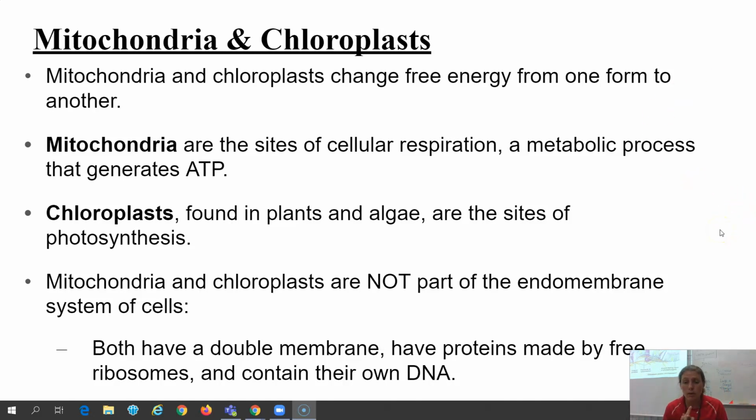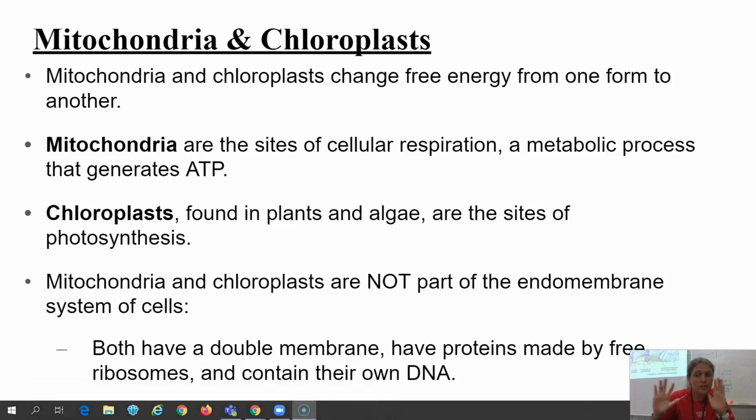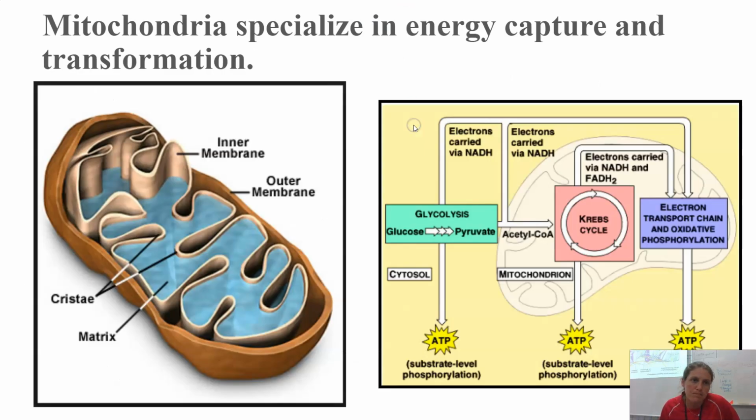So mitochondria and the chloroplast, neither of those are part of the endomembrane system, and here's why. They have their own membranes, their own proteins, their own ribosomes, their own DNA. Okay? They are awesome organelles that do everything on their own. We'll find this out in evolution, but they believe that these were originally their own cells, and that's how we got eukaryotes, through endosymbiosis, in which a cell basically ate a cell that was a mitochondria or a chloroplast, and then they were able to do stuff.